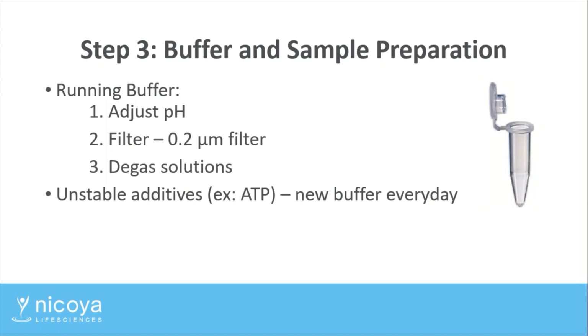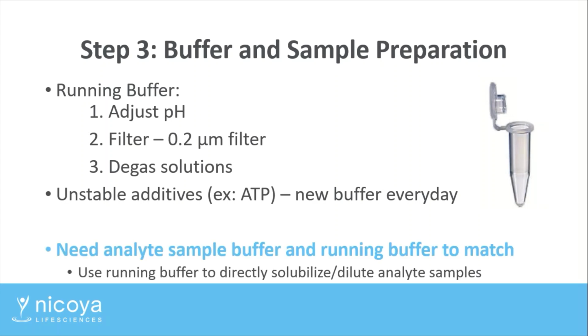If you're using some unstable additives, you'll want to prepare a new buffer every day. The most important thing to remember is that you need your analyte sample buffer to match the running buffer as closely as possible to avoid any background refractive index differences. This means that you want to either directly dissolve or dilute your sample with your running buffer, because if the analyte sample buffer and running buffer do not match, you will see this mismatch appear in your data as a false positive shift. I'll show you an example of that a little later on in the training.